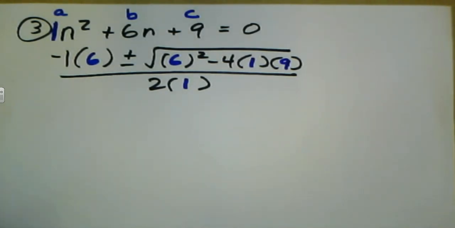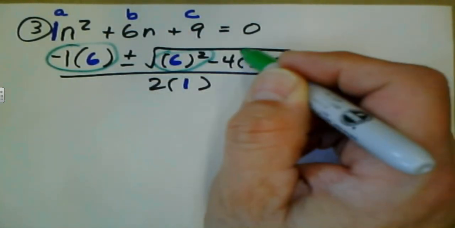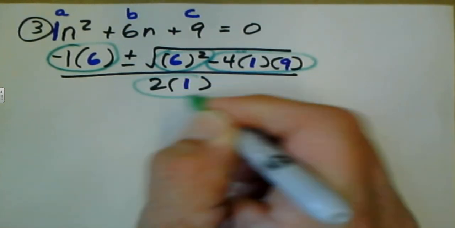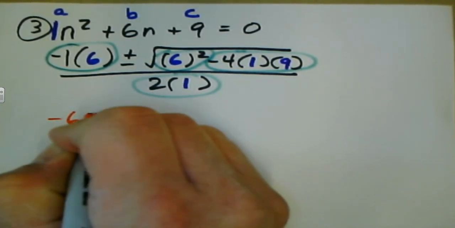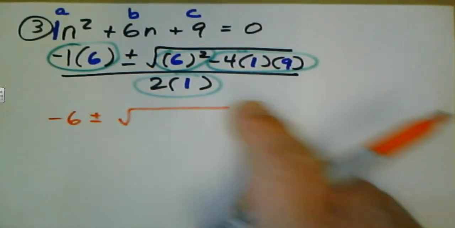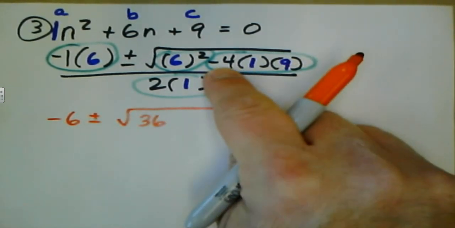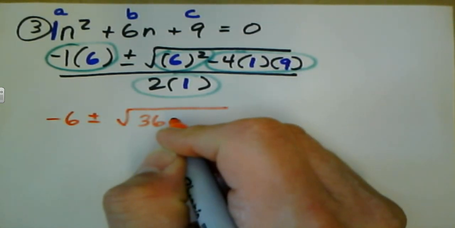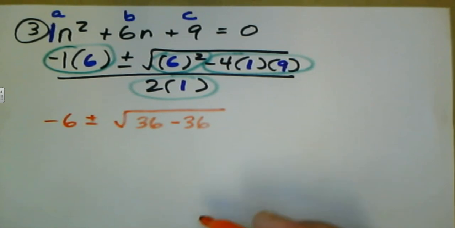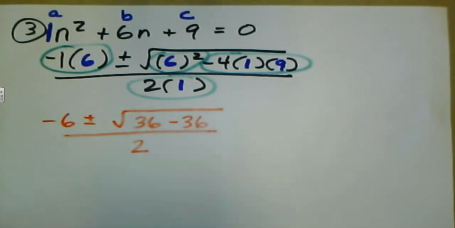All right, what are we going to do? We're going to do the square, and we're going to do the multiplication. So negative 1 times 6, make sure you do that, is negative 6. 6 squared, 36. Negative 4 times 1 is negative 4 times 9 is what? Negative 36. Very good. And 2 times 1 is 2.